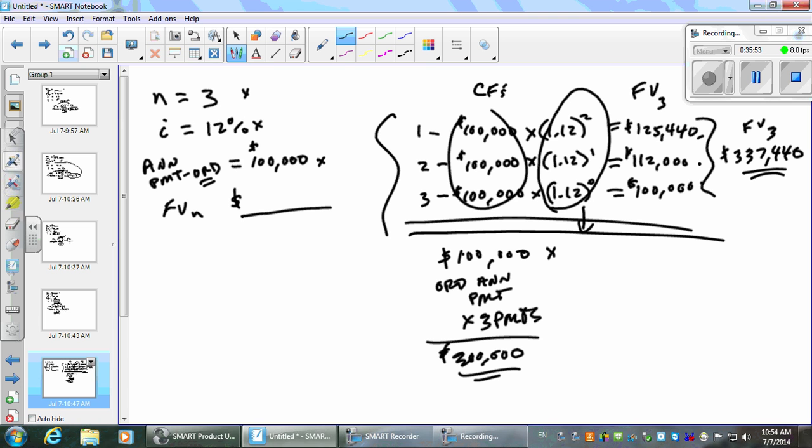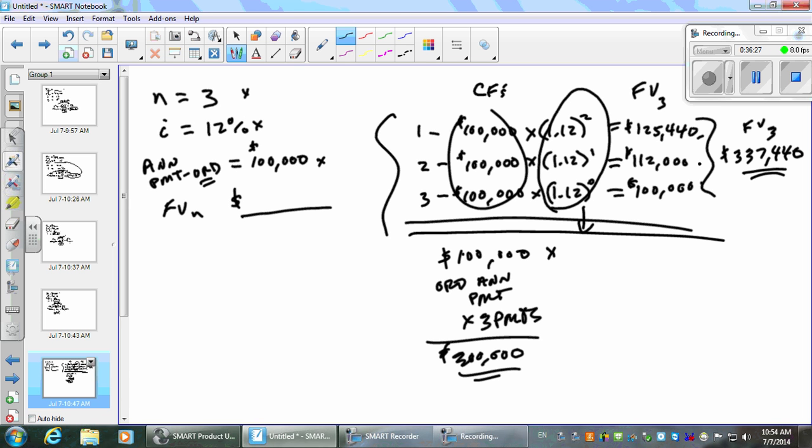Future value of a dollar, table A3. Let's go to the 12% column and add up the first three future value factors: 1.0 plus 1.12 plus 1.2544. What does all that add up to? 3.3744. It does, doesn't it? Oh, it's a remarkable number, isn't it?